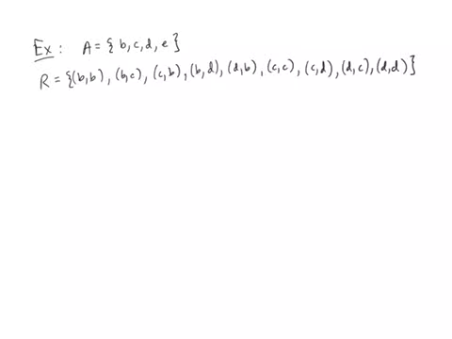So we take A to be a set just composed of 4 symbols, B, C, D, E, and I'll write down the relation. Okay, so there's the relation set there. And let's try to see whether it's reflexive, symmetric, and transitive. So reflexive, symmetric, transitive.